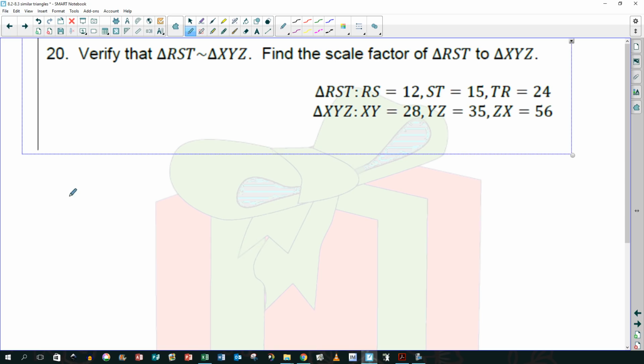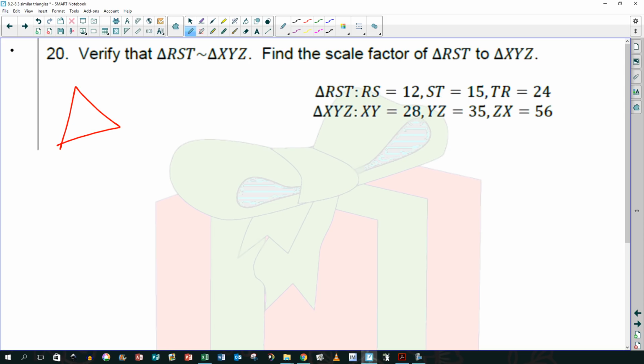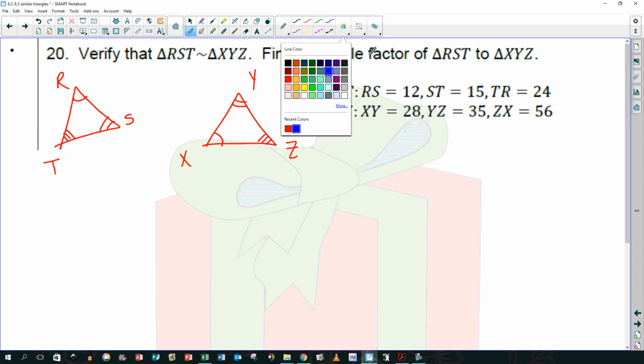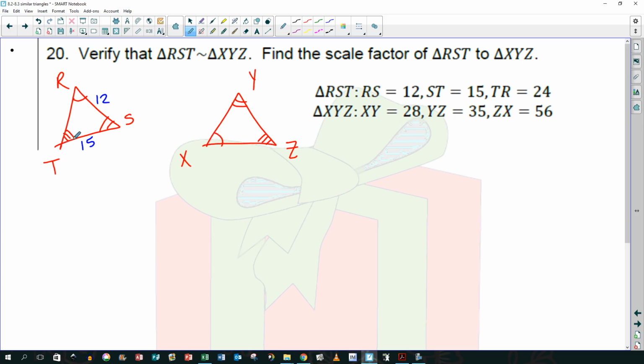All right, verify that the triangles are similar. So triangle RST and triangle XYZ. So R goes with X, S goes with Y, T goes with Z. See, it doesn't matter how you twist and turn them as long as you make sure they have the right labels. So RS is 12, ST is 15, TR is 24, XY is 28, YZ is 35, and this is 56.